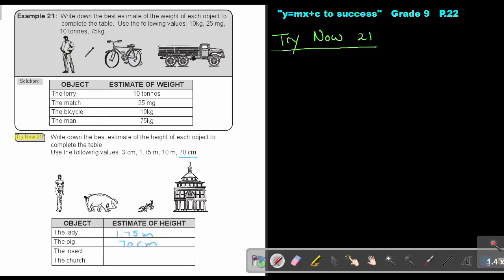Okay, and the insect, oh, it's the smallest one. And what is the smallest one? 3 centimeters. And the church, it will be the longest one, the height, so it will definitely be the 10 meters. Okay, and that was the estimate of the following.